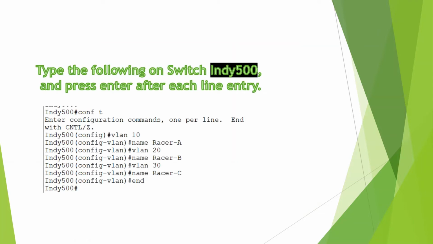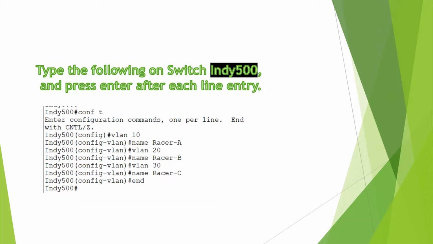And this is how we're going to create our VLANs. We're going to be in global configuration mode. We're going to type in VLAN 10 and then hit enter, and you'll notice it goes from configuration mode to config-VLAN. Now we're in the VLAN mode. We're going to name each VLAN. We're going to name it Racer A.